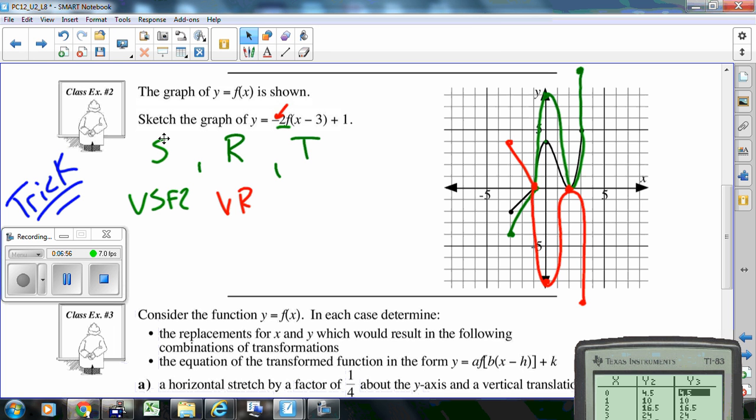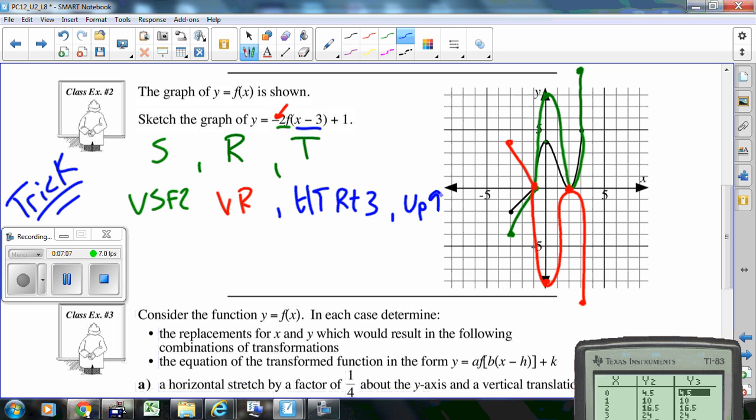And then it's going to translate right 3 and up 1. So this point here is going to be at 9, and it's going to be 3 to the right, so it should be right there. This piece here is going to go up 1, 3 right. This piece here, up 1, 3 right. This piece here, up 1, 3 right. Up 1, 3 right.